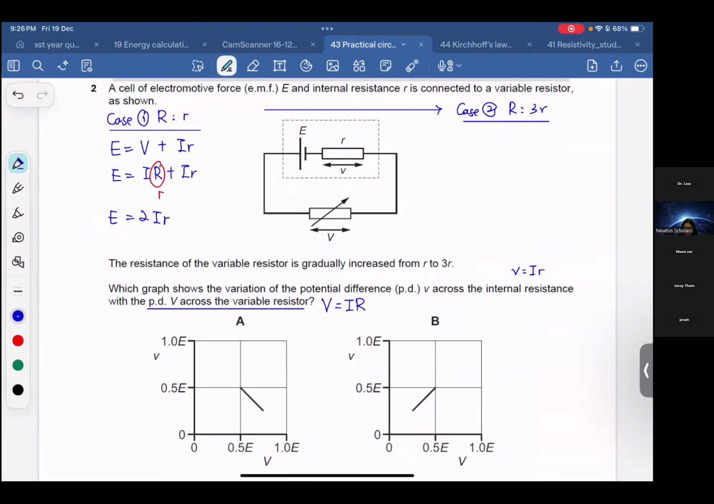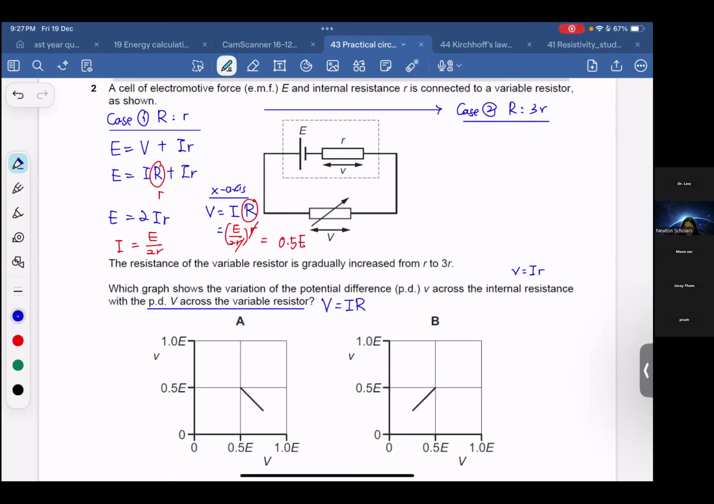Okay, now I want to know my x-axis, big V. Big V equals I times R. My R right now is small r, which is 1R. But what is my I? So here, I equals E divided by 2R. So I do substitution, E divided by 2R. Then what we get? Cancel, cancel. So 0.5 E. My starting x-axis should be 0.5 E.